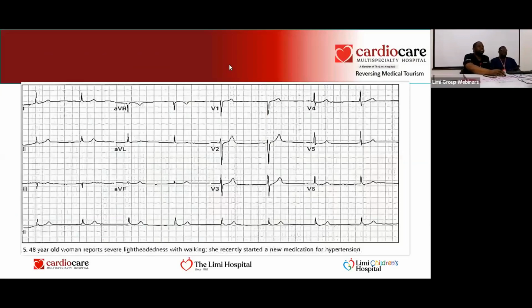Let's look at this one now. Are all the RR intervals regular? Look at this R, this is R, this is R. So the distance between the first R, the second R, the third R, these RR intervals, are they all the same? Are they regular? So that's what we look at to see.